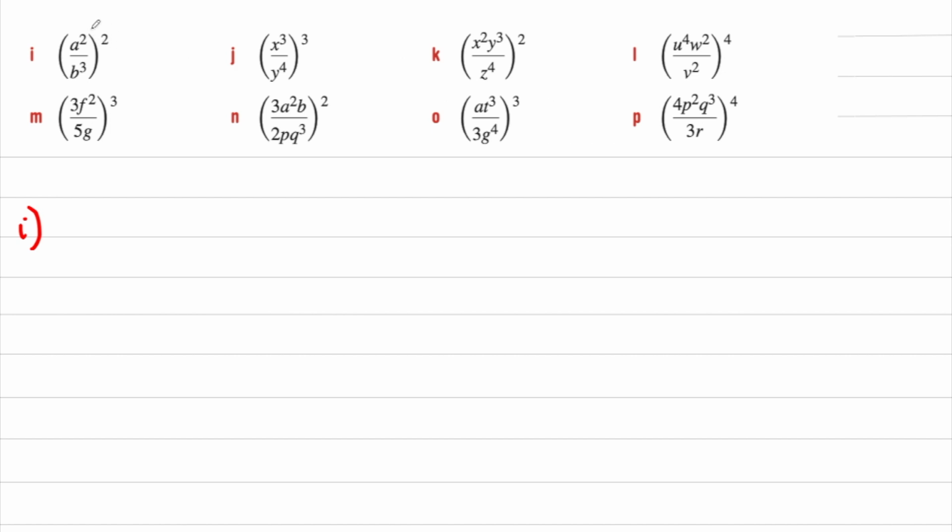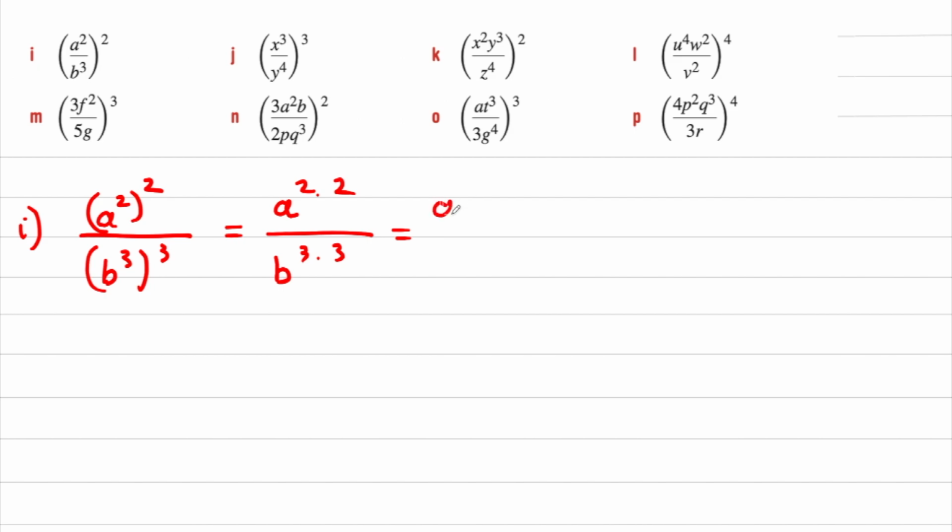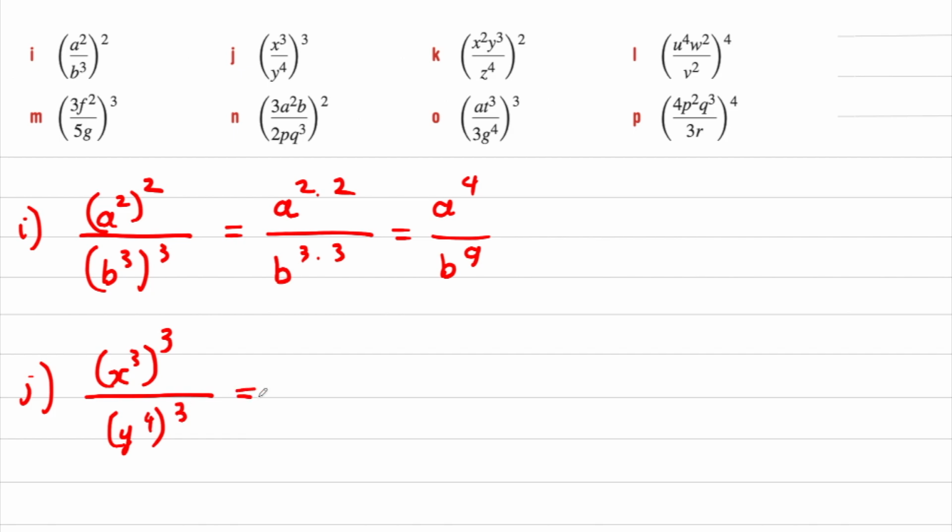Question I, you got a square outside this fraction form. So I will apply the square to each numerator and denominator like this writing. After that, power of a power, power of a power, and a to the 4 and b to the 9. Okay, question J, h cubed inside the bracket and cubed. The other is y to the 4 inside the bracket and cubed outside. Here you got 3 times 3, and for this one y to the 4 times 3. So h to the power of 9 and y to the power of 12.